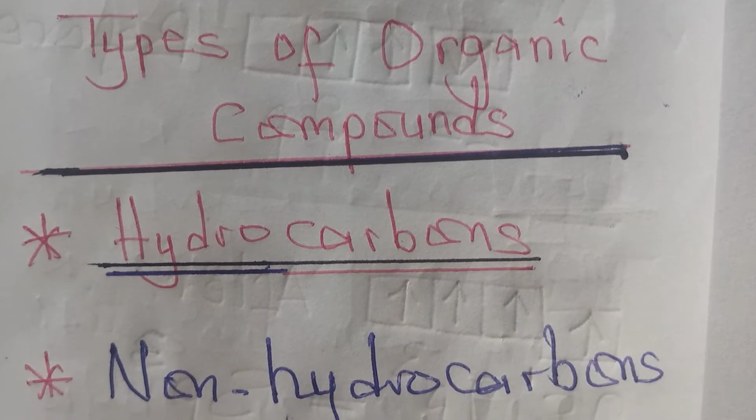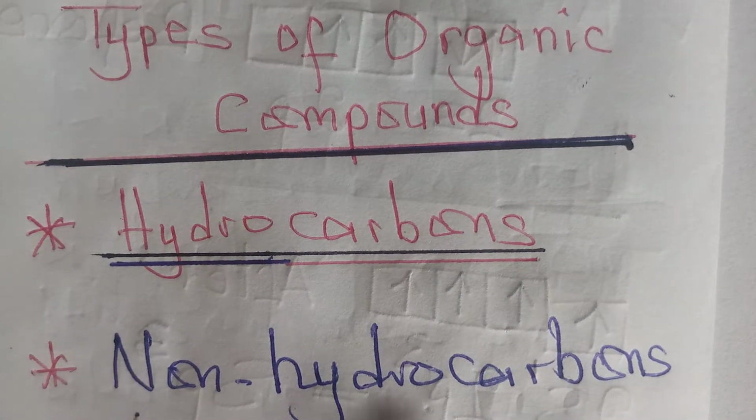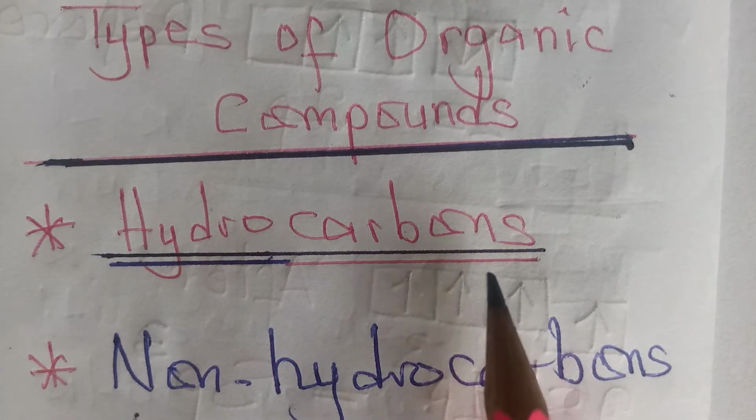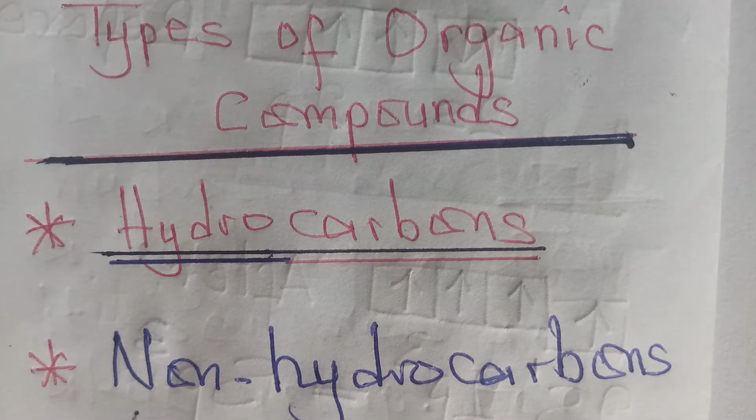We have two main types of organic compounds. The first one is hydrocarbon, look at it here, and the second one is non-hydrocarbon. Hydrocarbons, as the name implies, are organic compounds consisting of hydrogen and carbon only. So when hydrogen and carbon combine, that compound is called a hydrocarbon. We also have non-hydrocarbons. These are organic compounds that have more than two elements. Sometimes you have oxygen added to the hydrocarbon, and that makes it a non-hydrocarbon.